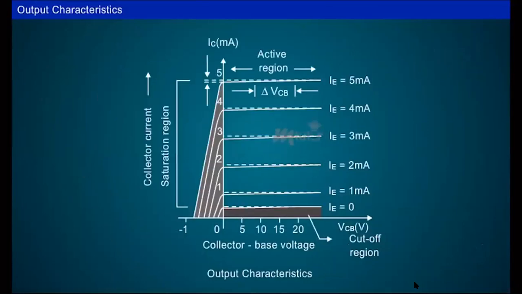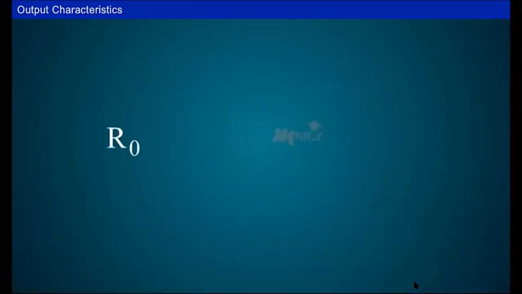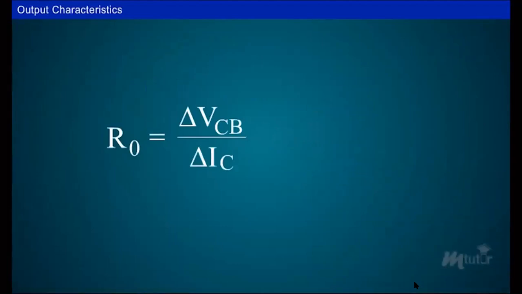In the active region, the collector current is essentially constant and the graph is almost parallel to the x-axis. The collector current IC is almost independent of collector base voltage VCB, and the transistor can be set to work as a constant current source. This provides very high dynamic output resistance. Dynamic output resistance is the ratio of change in collector base voltage to the resulting change in collector current at constant emitter current IE.